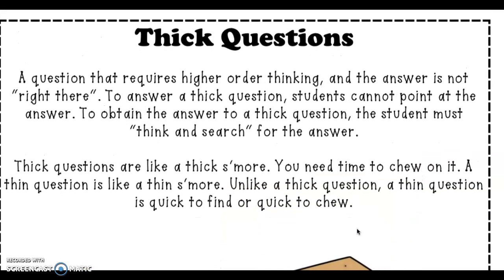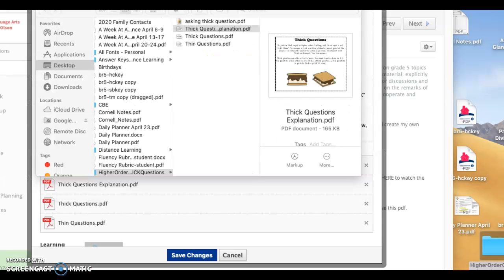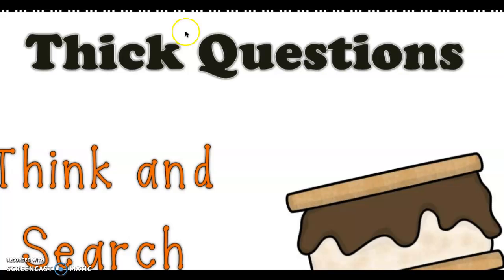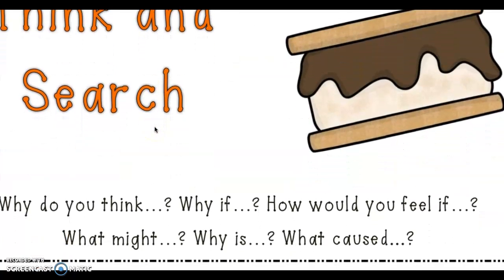So let's look at some examples of thick questions. Some examples of a thick question might be, why do you think? Or why if, or how would you feel if? Maybe it would be what might happen if, or what might the author do, or what might the character say? Why is, or what caused? These are think and search questions because as a reader, you have to go into the book and infer and make guesses based on the evidence from the book.